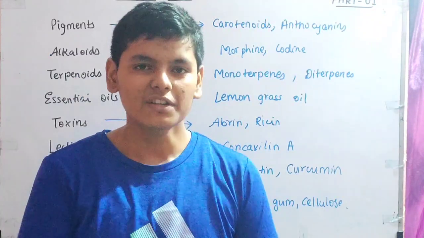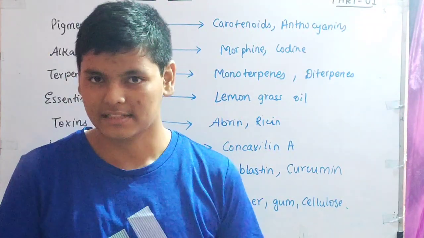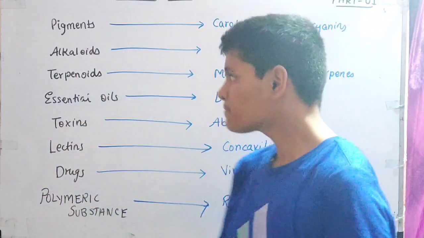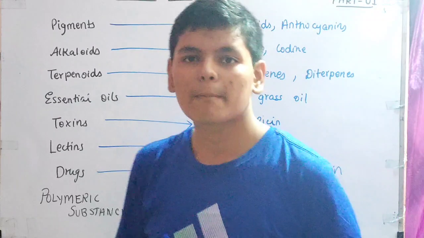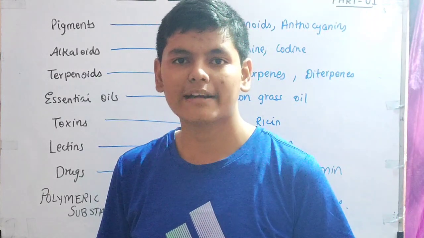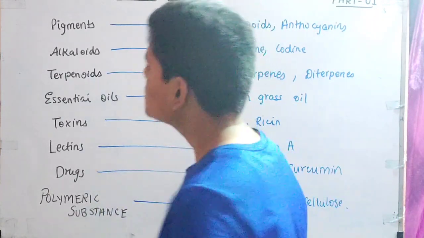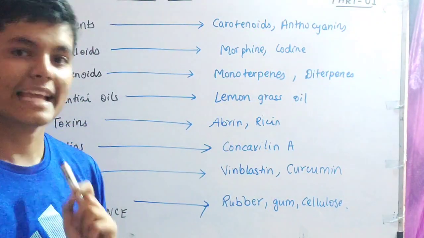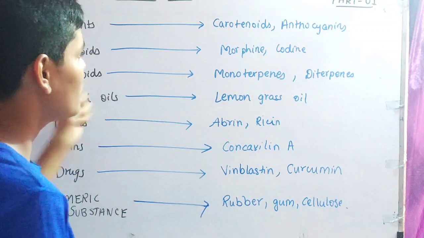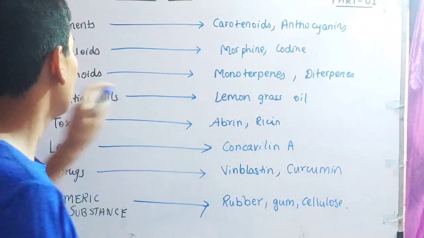Let's see. Over here we have some secondary metabolites written. This is the last part of today's video. First of all, we have the pigments. What are pigments? Pigments are the substances which provide color to the plants. There are some pigments such as carotenoids and anthocyanins which are secondary metabolites. Then we have alkaloids, which are morphine and codeine.